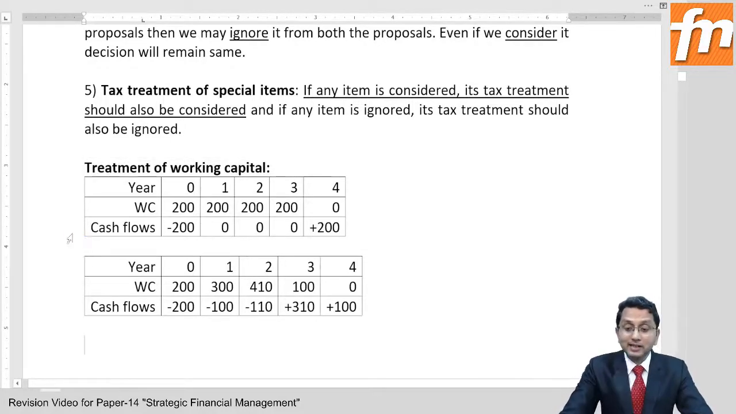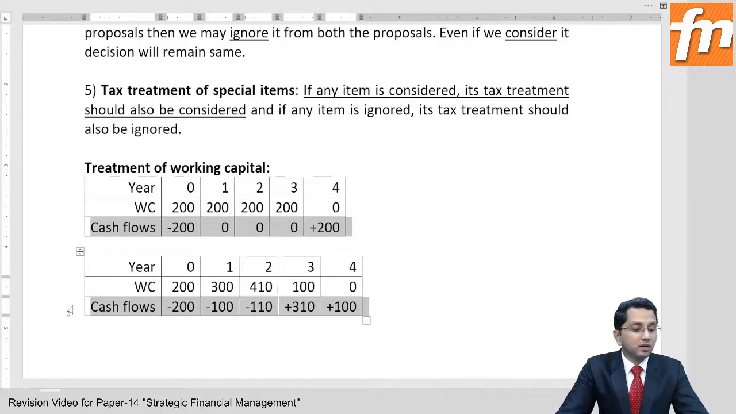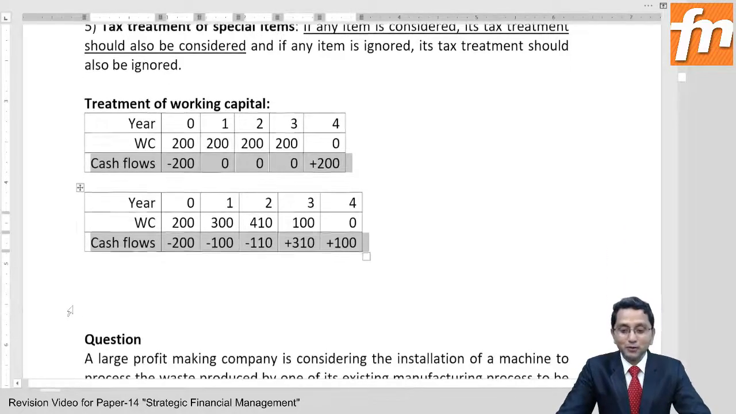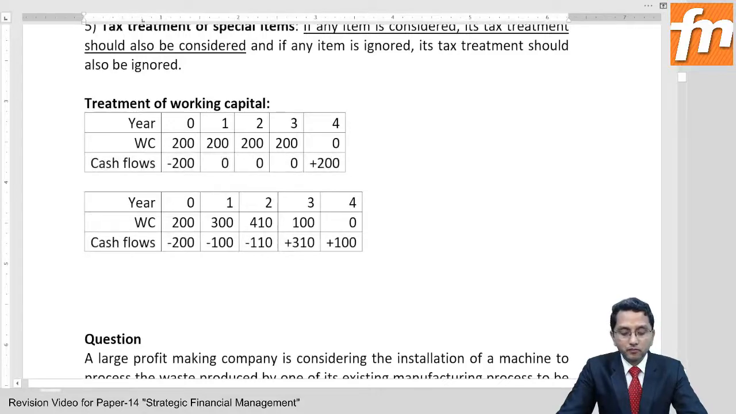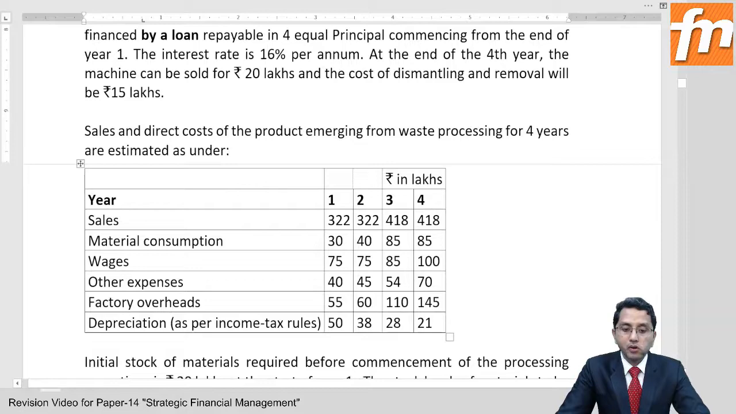And keep in mind, this working capital cash flow should never be put as an item before tax. Once you calculate profit after tax or cash flow after tax, thereafter you should treat this working capital cash flow. Okay, so let's get back to our business.